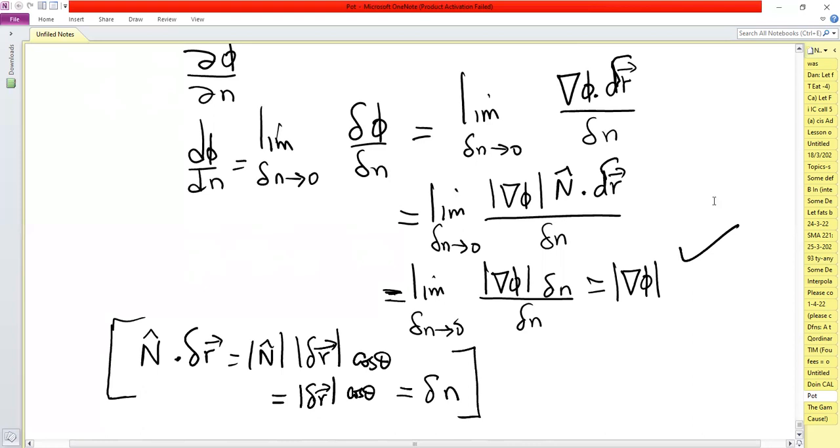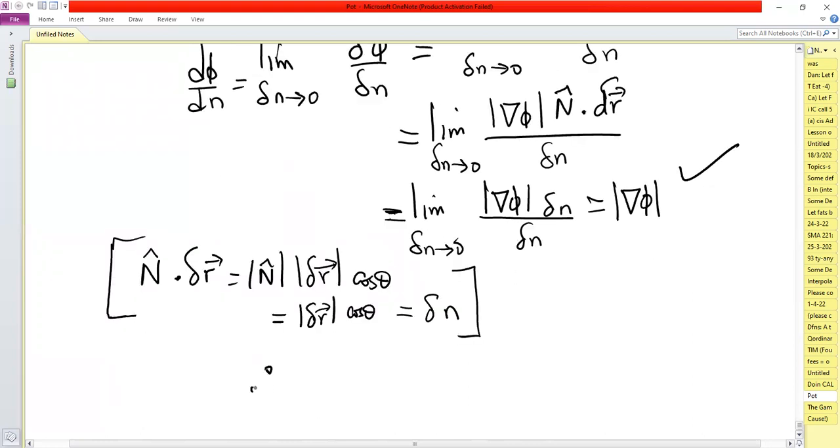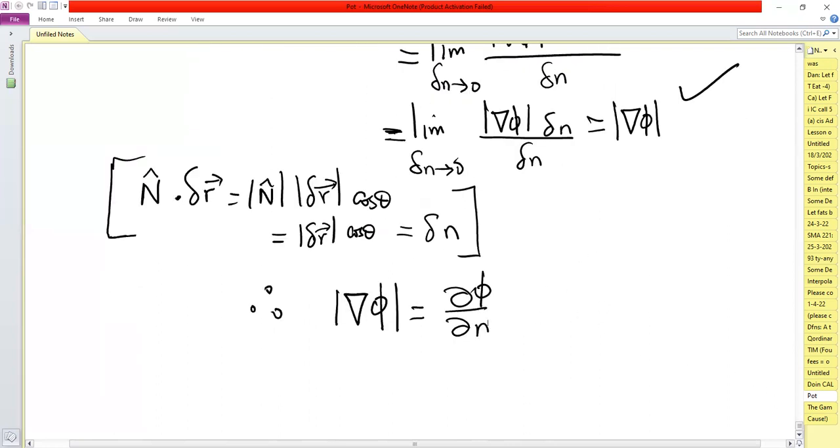So therefore, magnitude of gradient of phi is the same as partial phi, partial n. Hence, gradient is a vector normal to the surface phi equals c, and has a magnitude equal to the rate of change of phi along this normal.